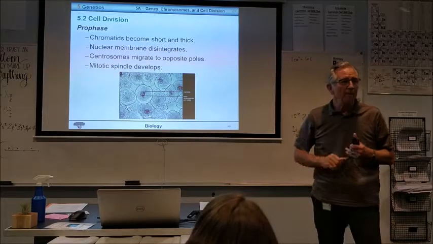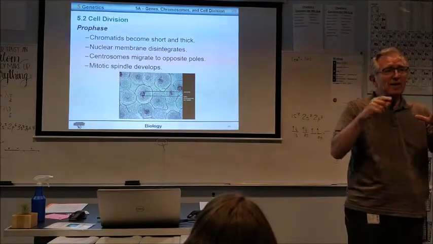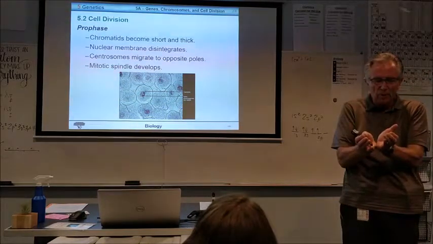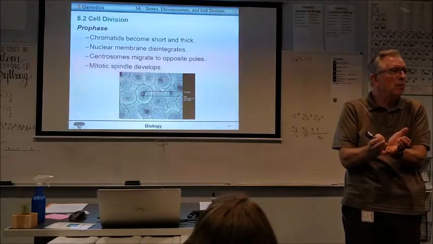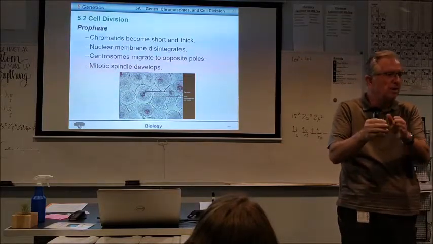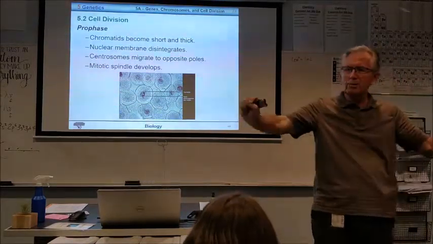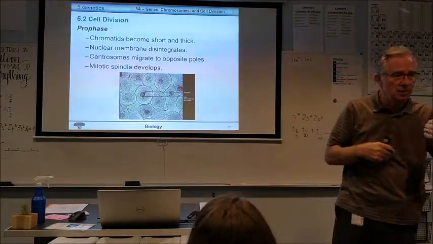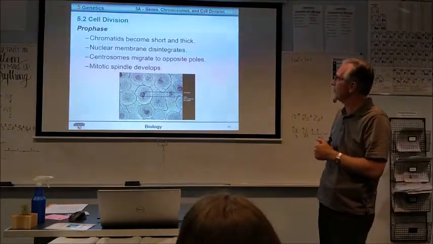Another thing that's happening is we need to get rid of the nuclear membrane, the thing that holds all the nuclear material in one spot. We need to get rid of it because it's going to interfere with the cell's ability to separate it into two groups. So that's another thing that happens in prophase.